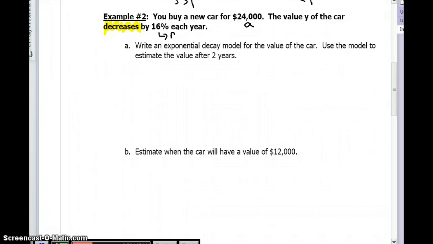All right, so the first question says, write an exponential decay model for the value of the car. Use the model to estimate the value after 2 years. So the first thing, and I'm going to label this because there's really 2 things we have to do here. This is the model. All right, Y equals our initial amount, which is A, 24,000.